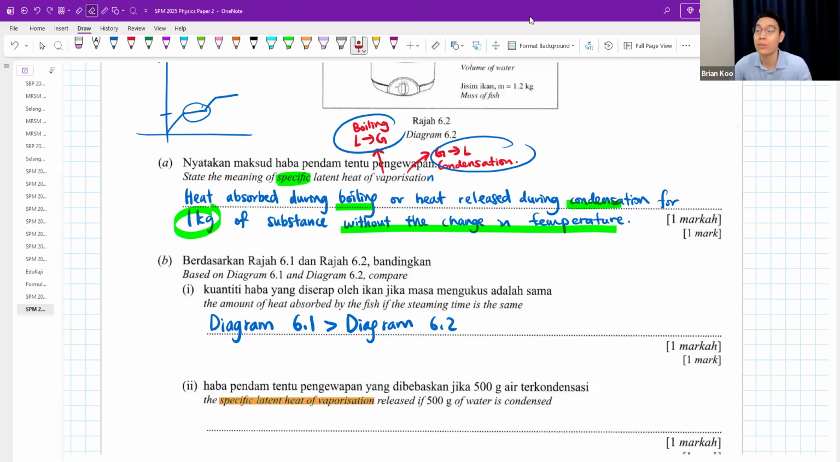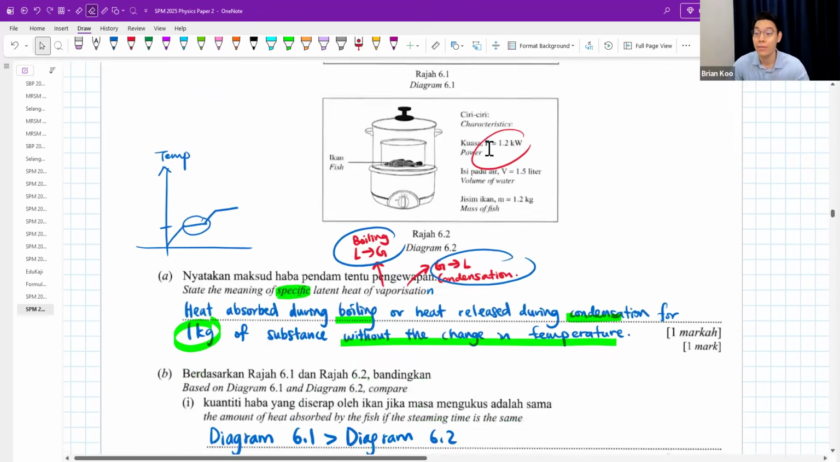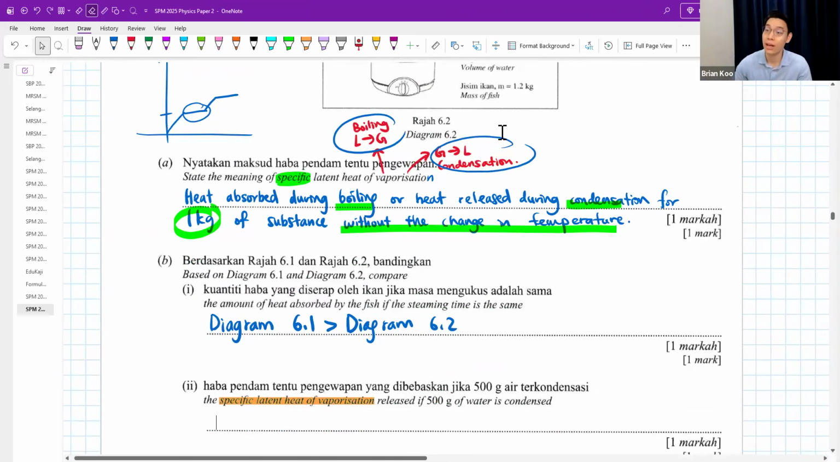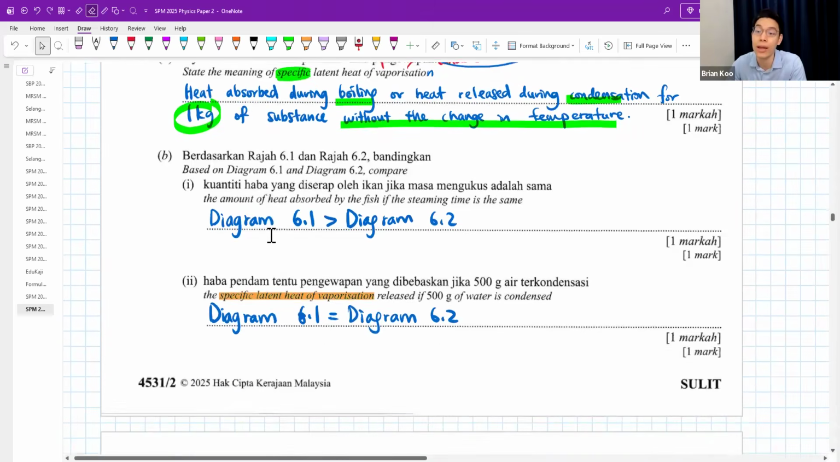In both diagrams, it will be the same. The values are the same. Yeah, for water, the value is already fixed. How much heat I need to boil water, to condense water, is already fixed for 1 kg of water. Yeah, it's already fixed. Diagram 6.1 is equal to diagram 6.2. You can write "is equal to", "is the same as", also can. You can use the equal symbol, also correct.